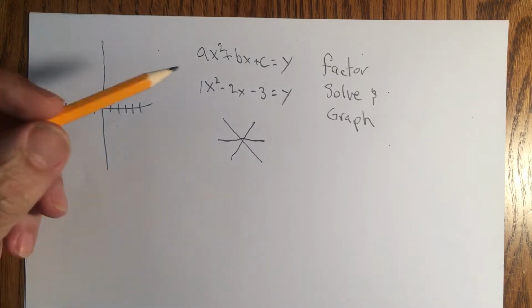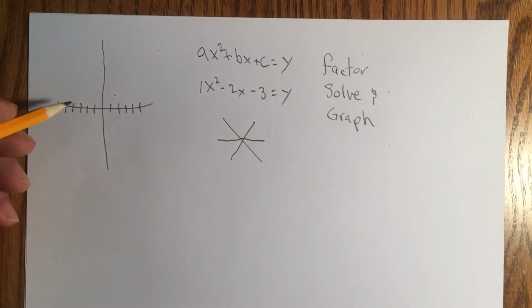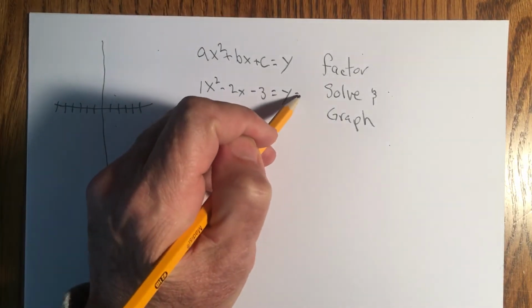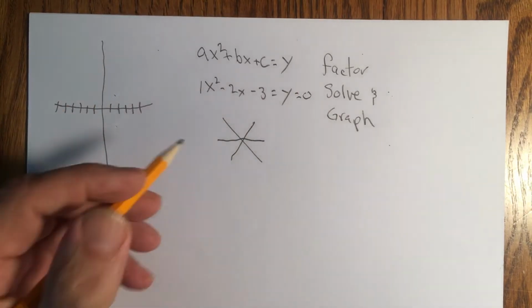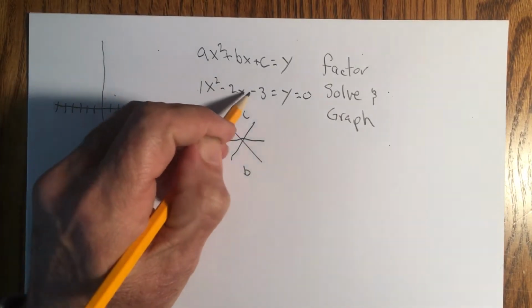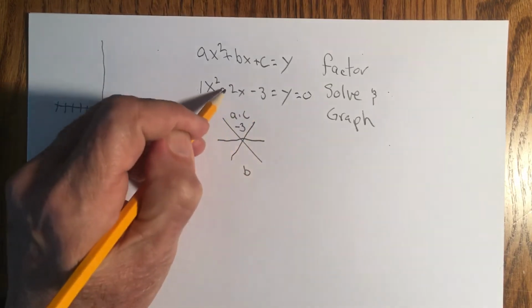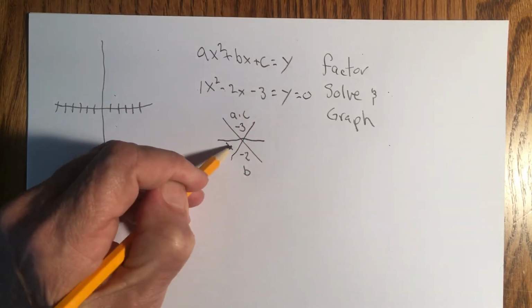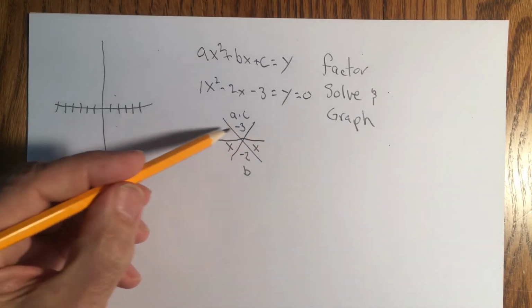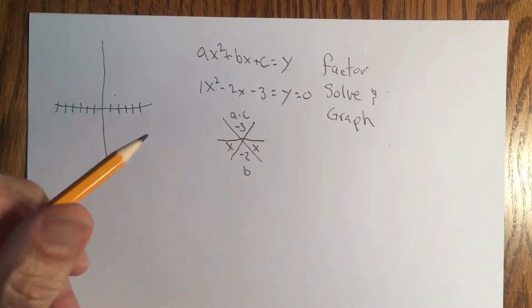If I solve, I'm actually trying to find my x-intercepts. That's when y is 0. So I can set this thing equal to 0. And when I do, if I put my a times c on top and my b on bottom, that'd be 1 times negative 3. b is negative 2. Put an x here, an x here. And now I can look for my numbers. Multiply to negative 3, add to negative 2.